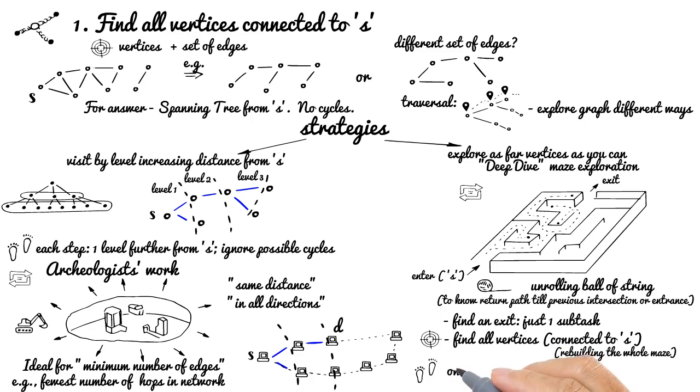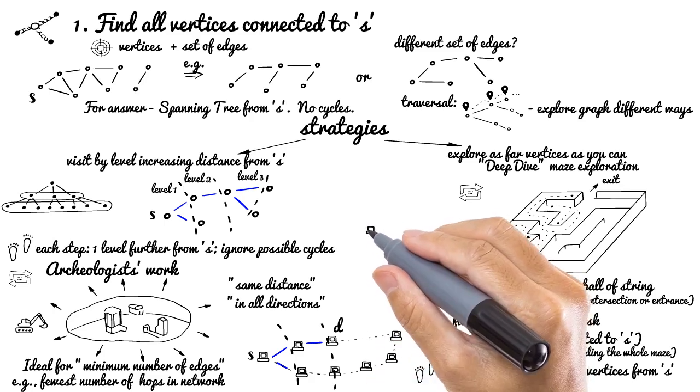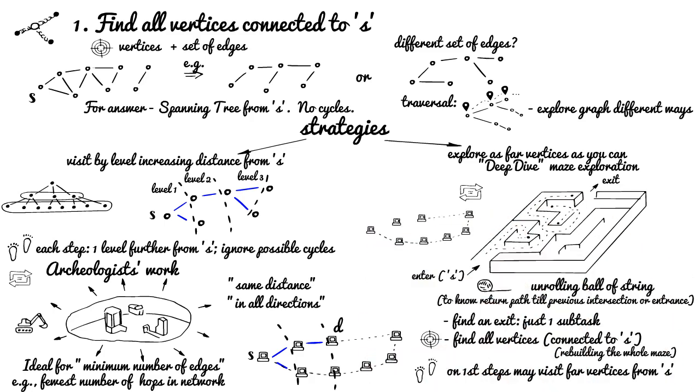Intuitively, you can feel that on the first step you may visit vertices connected far away from the vertex S. It is the totally opposite strategy from the first one, increasing distance level by level. Therefore, the maze exploration strategy is not good to solve the fewest number of hops in a communication network task, since you may reach an actually very close neighbor vertex through the whole deep dive cycle.